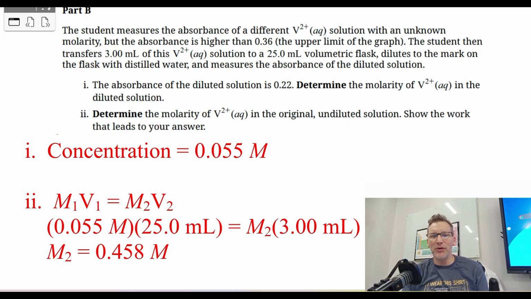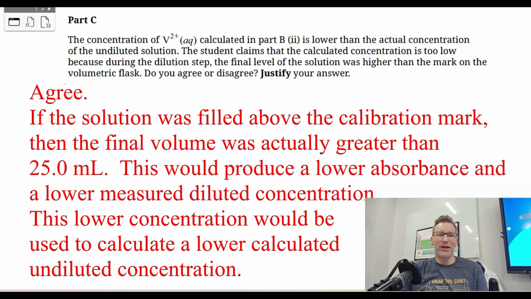So we had to use M1V1 equals M2V2. We had 0.055. We had 25 mL of it. We can only use 3 mL of the very concentrated solution, which was 0.458 molar. And if you take a look, if you go back to your graph, 0.458 looks pretty reasonable for a too concentrated solution off of that graph.